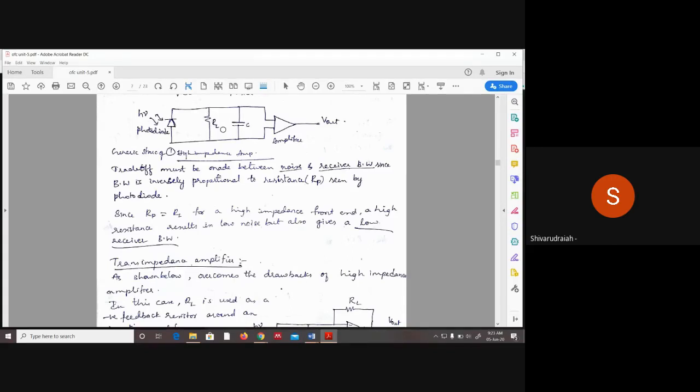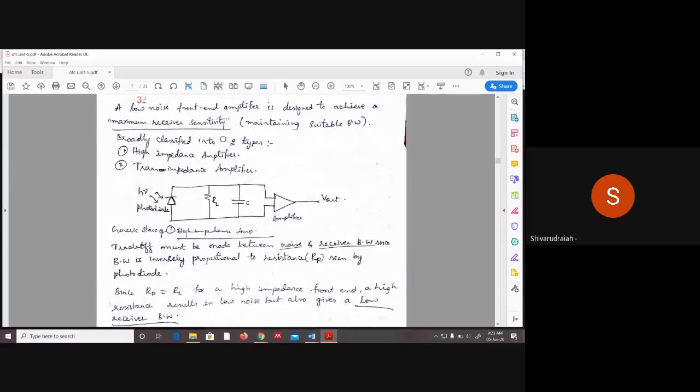Okay, so we have a load resistance and a capacitance in parallel, after which we are going to use a general amplifier block here, and the output of that will be the amplified signal. So this is the construction of a high impedance amplifier, where there is no feedback for this amplifier.